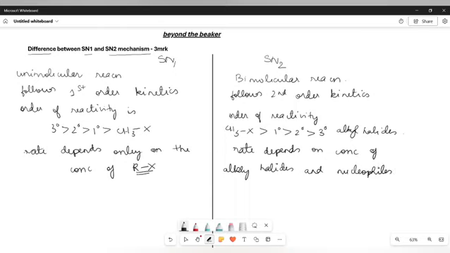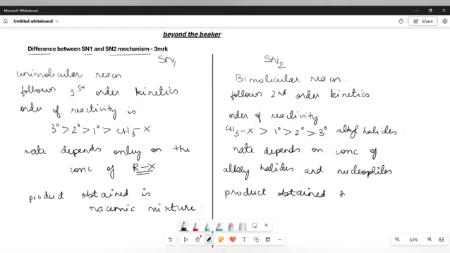The last difference is regarding configuration. In SN1 mechanism, the product obtained is a racemic mixture. But in SN2 mechanism, the product obtained has inversion of configuration. This is the difference between the SN1 mechanism and the SN2 mechanism.